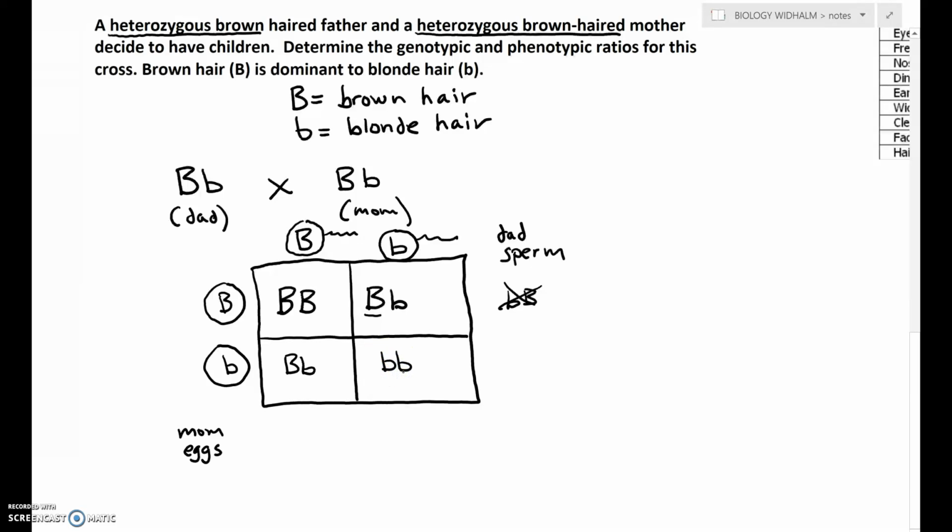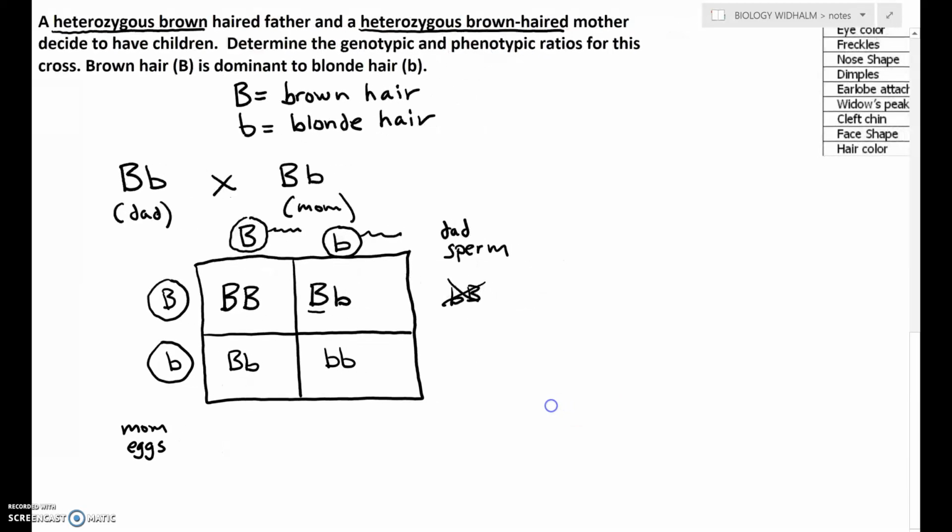Okay, so the next step then is to write the results, and we write the results in terms of ratios of the genotypes and the phenotypes. So genotypes are just the gene combinations that we get for our results. It's just going to be the combination of letters. And there's 3 that we get. We get big B, big B, big B, little b, and little b, little b.